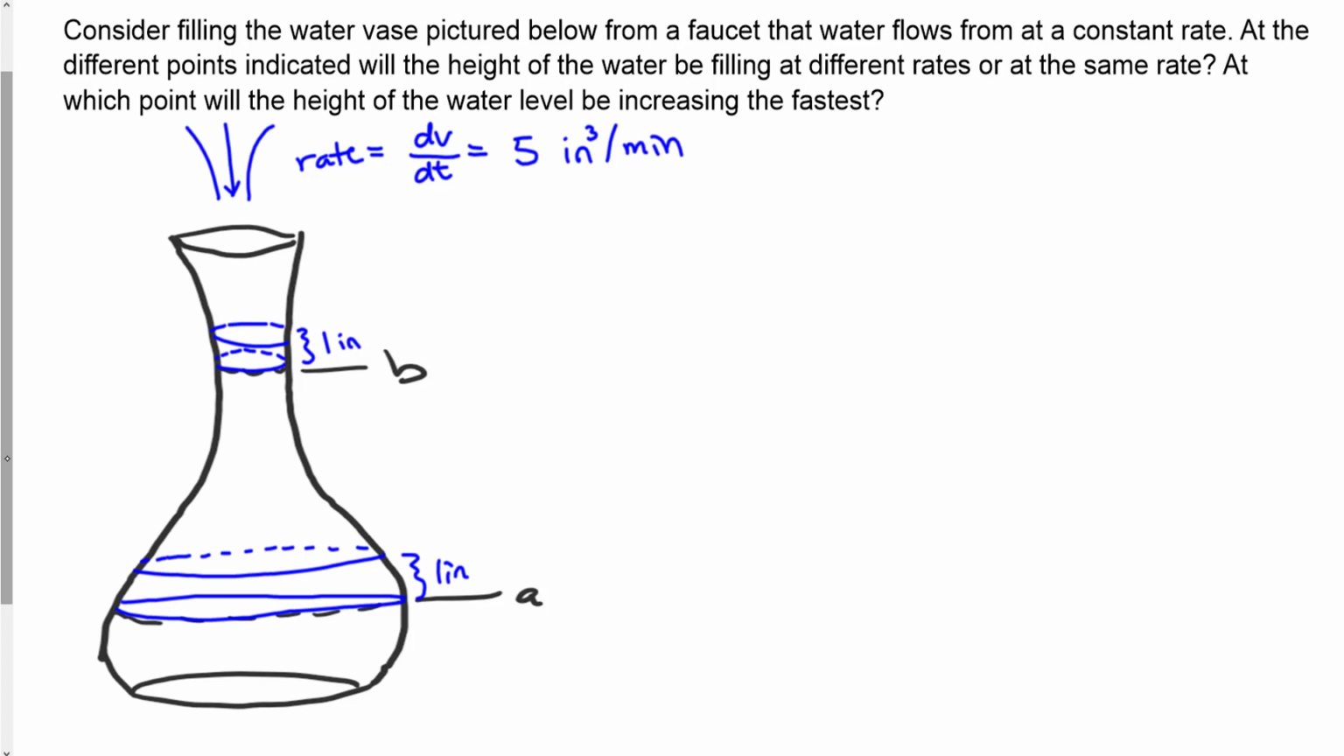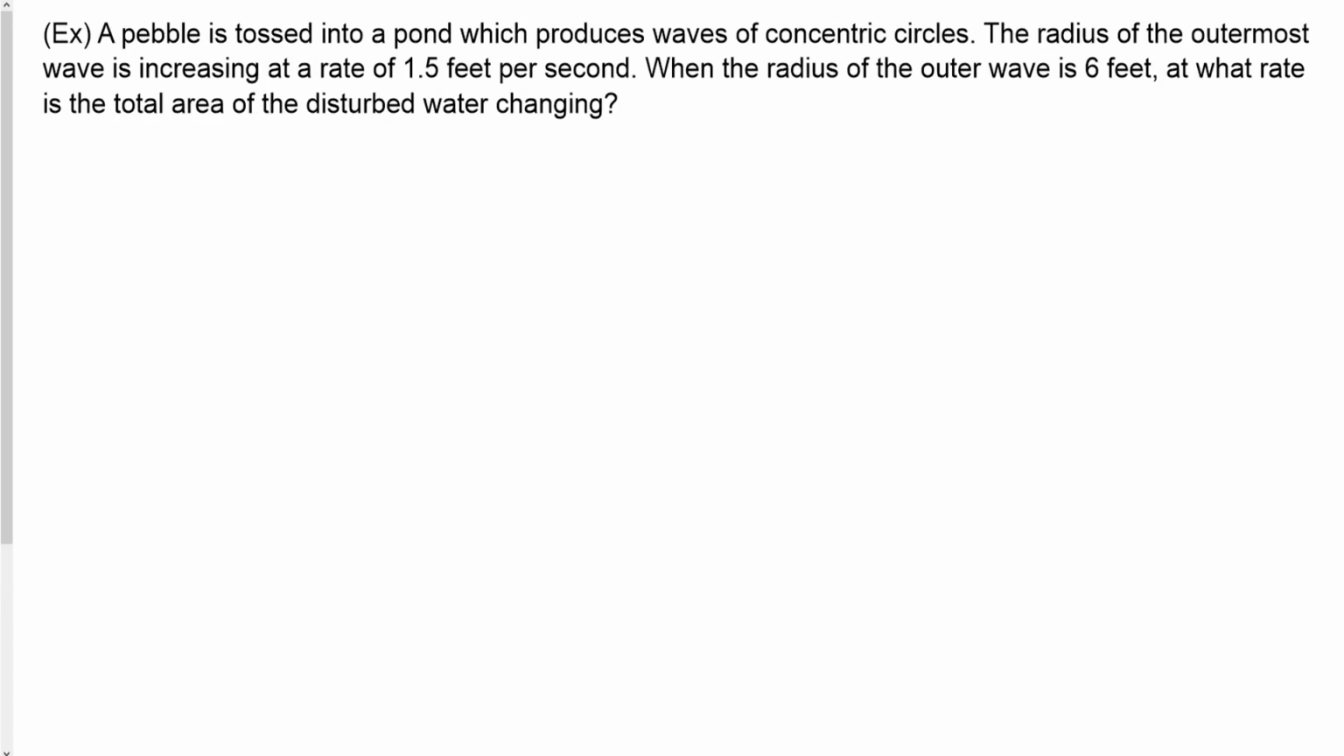Let's try some actual example problems with real numbers, and hopefully this will make a little bit more sense. Starting with: a pebble is tossed into a pond, which produces waves of concentric circles. The radius of the outermost wave is increasing at a rate of 1.5 feet per second. When the radius of the outer wave is 6 feet, at what rate is the total area of the disturbed water changing? Okay, so here is the situation.